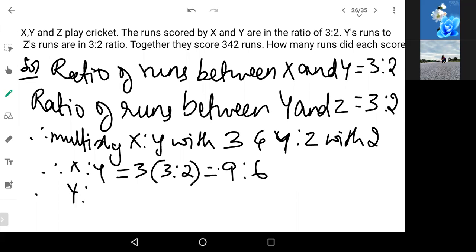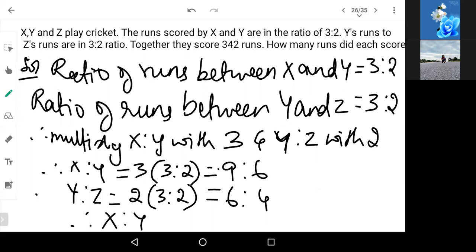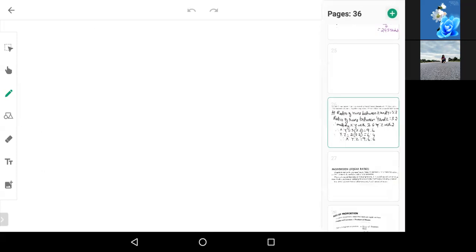Then Y is to Z, you have to multiply it with 2. So what you will get? 3 2s are 6 is to 2 2s are 4. So therefore, X is to Y is to Z is 9 is to 6 is to 4. Now let us find the share.